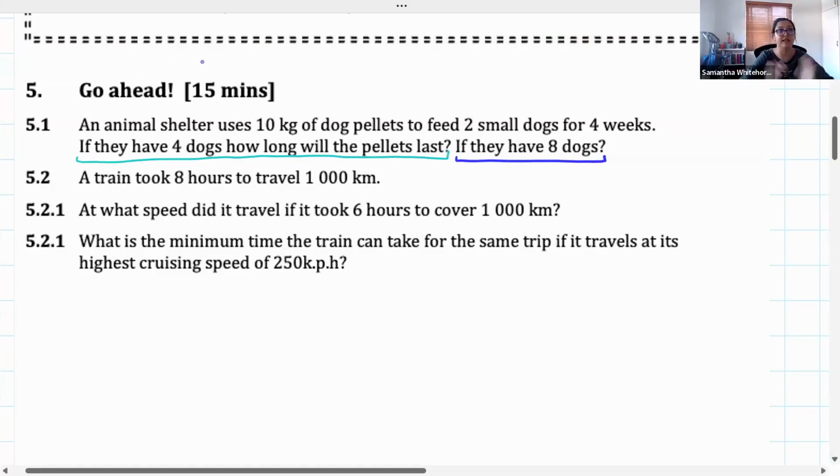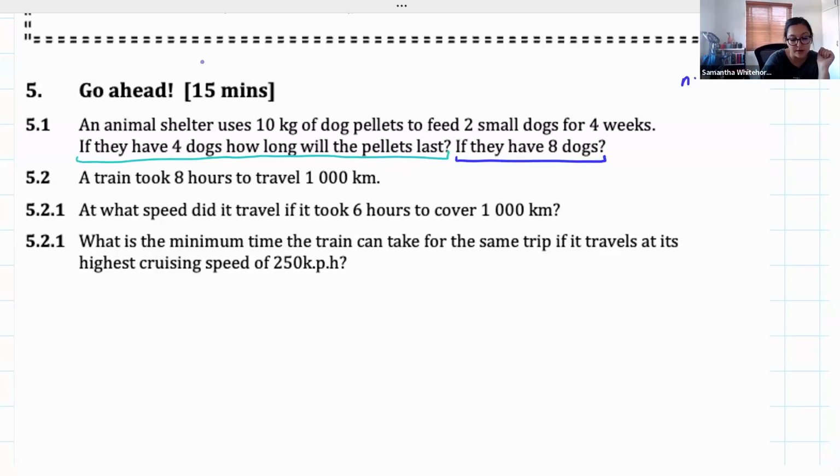Okay, now this is exactly what Amelia is saying. We need to be able to go to our question and pick out the important bits of information. So if we look at the question, it says if they have 4 dogs, so the question involves the number of dogs, how long will the pellets last? So I'm asking you for time. So dogs and time are the 2 important bits of information that I have here.